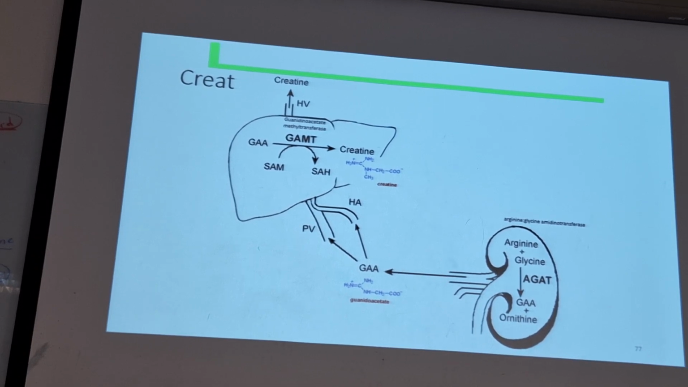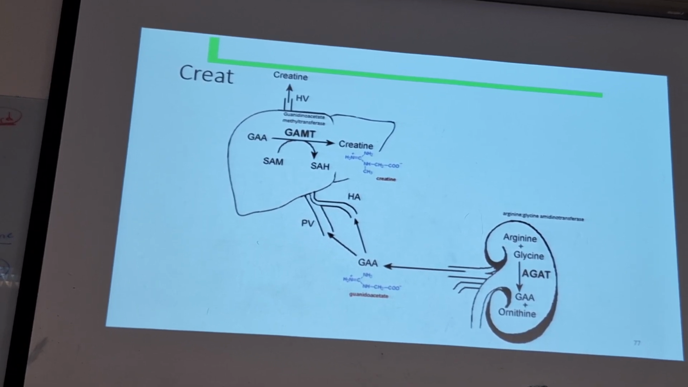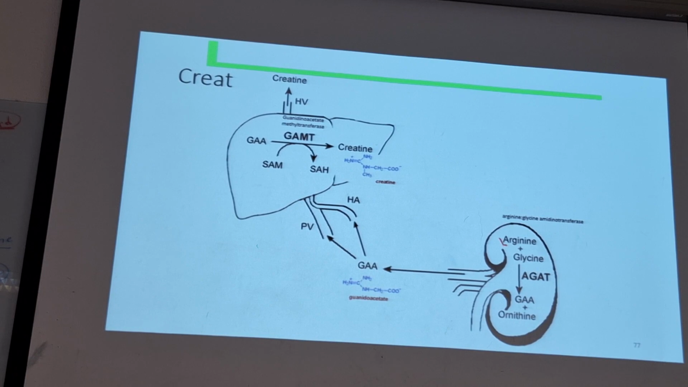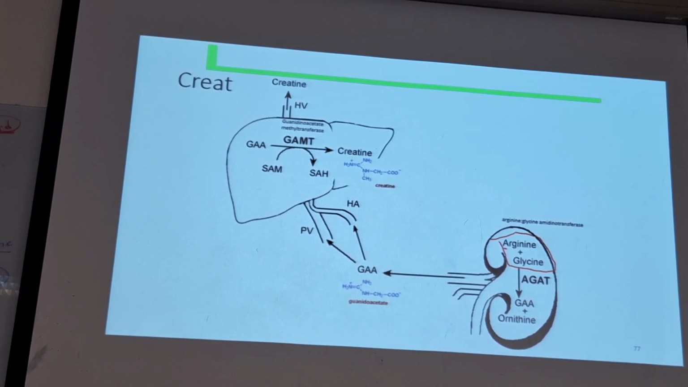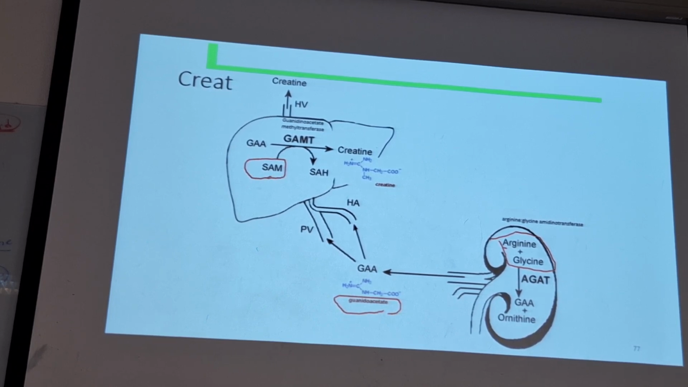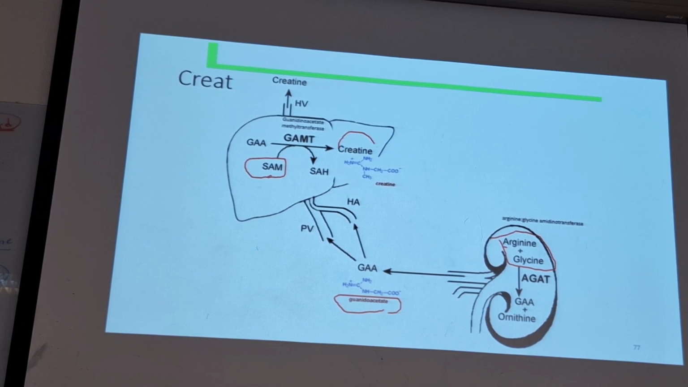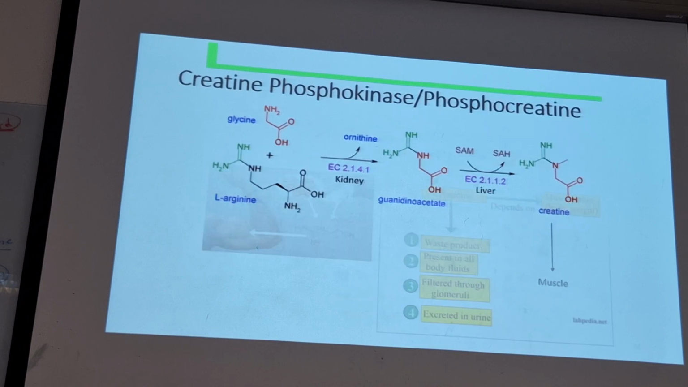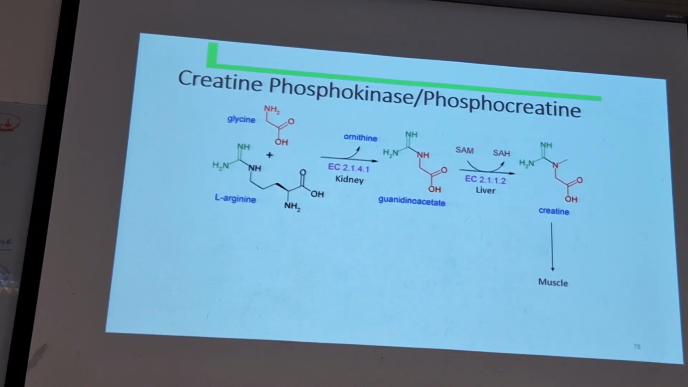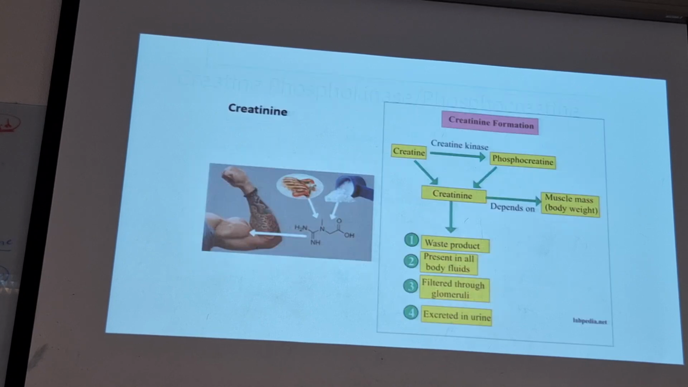Creatine is synthesized in the kidney and the liver from arginine and glycine. Together they produce guanidinoacetate, which is then sent to the liver. In the liver, by receiving a methyl group, it is converted to creatine. And in the muscle, here is the pathway of synthesis. In the muscle, creatine is converted to creatinine, which is a waste product.